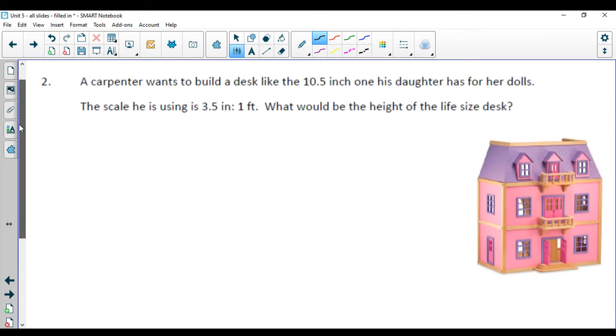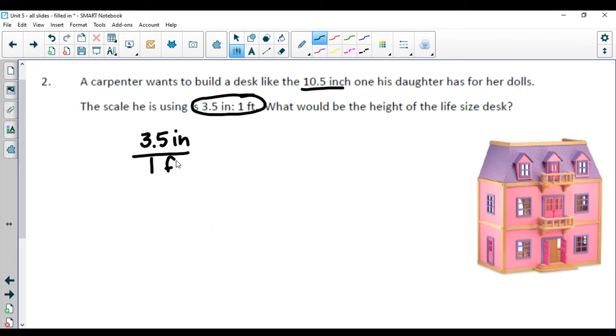For example number 2, a carpenter wants to build a desk like the 10.5-inch one his daughter has for her dolls. The scale he is using is 3.5 inches to 1 foot. This scale is going to start the left side of our proportion. We're going to do 3.5 inches over 1 foot. Inches over feet, inches over feet. We have to keep them equal because of the proportion. The desk he has is 10.5 inches, so inches is on the top, 10.5 will go up there, X will go on the bottom. So we're figuring out the height of the life-size desk.